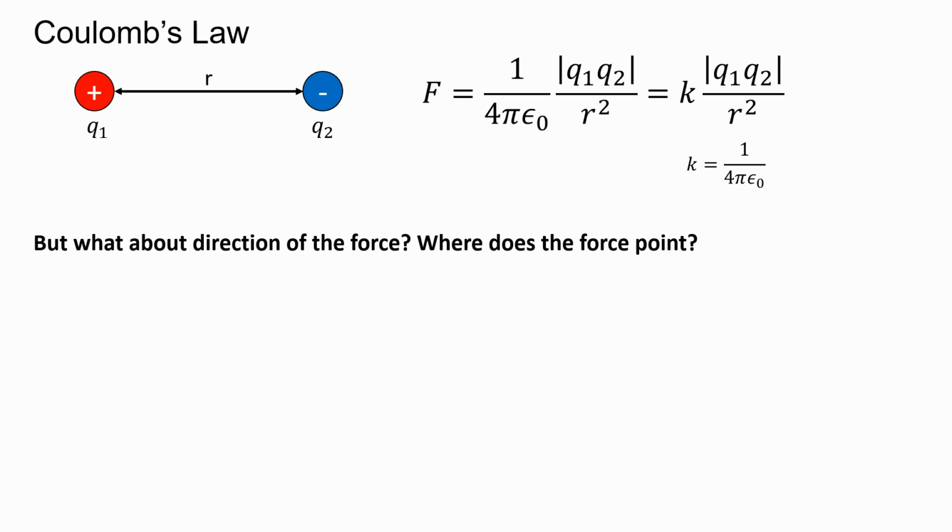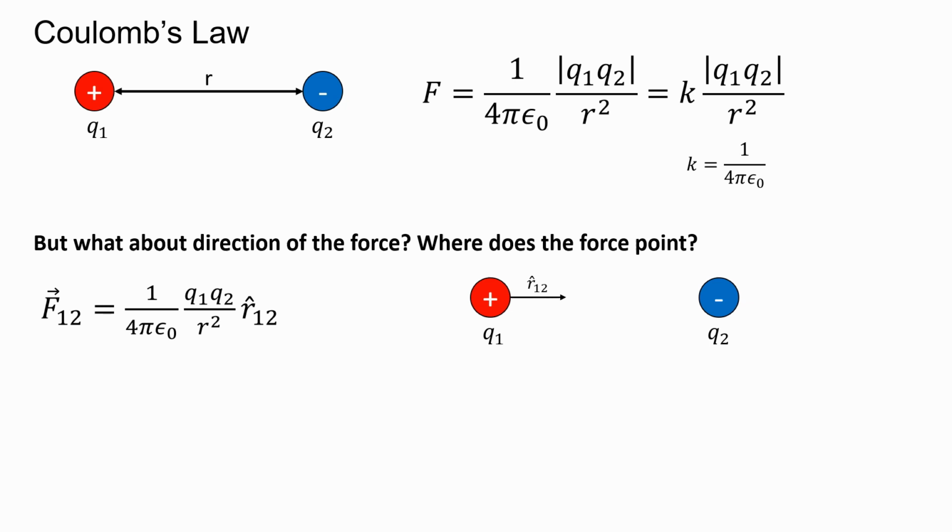But what direction does the force point? So this equation only gives the magnitude of the force, but this force also has a direction associated with it. It is a vector, and we can modify our equation slightly. It becomes a little bit more complicated since now it becomes an equation with vectors, but it is given by this equation right here. So the vector F12 is equal to 1 over 4 pi epsilon naught Q1 times Q2 divided by R squared times the unit vector R12.